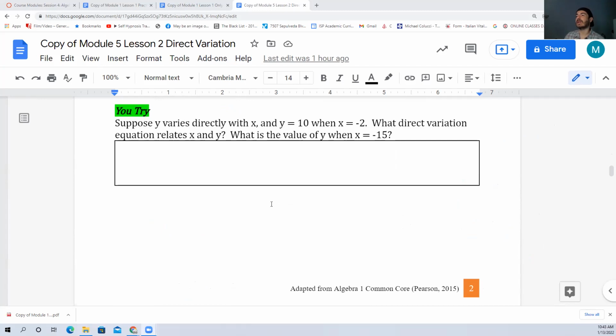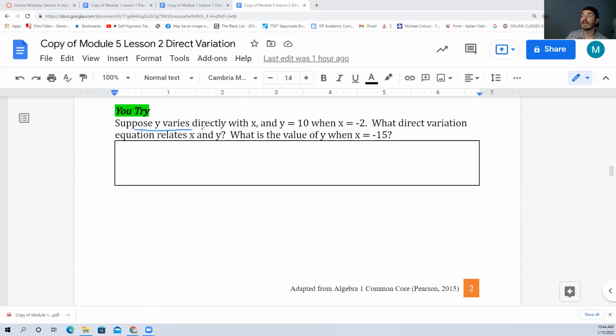Suppose y varies directly with x and y is equal to 10 when x is equal to -2. What direct variation equation relates x and y? What is the value of y when x is -15? Same exact problem. Let's take a look at how this works.